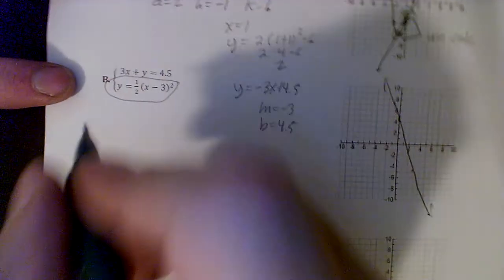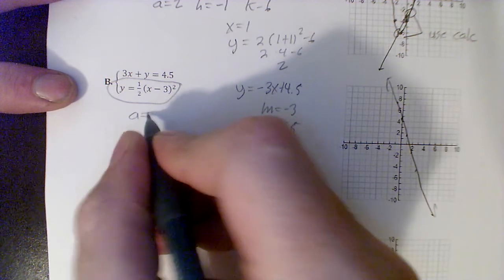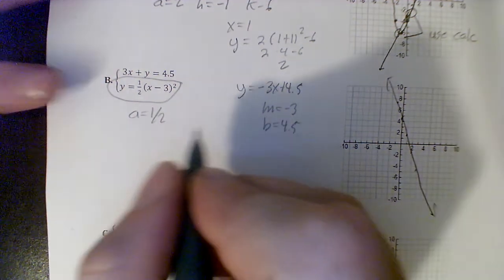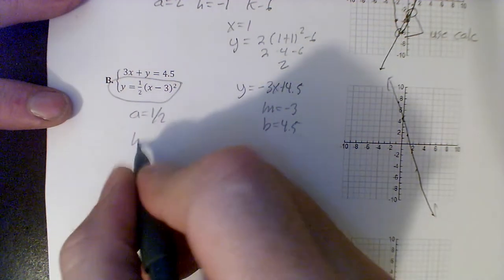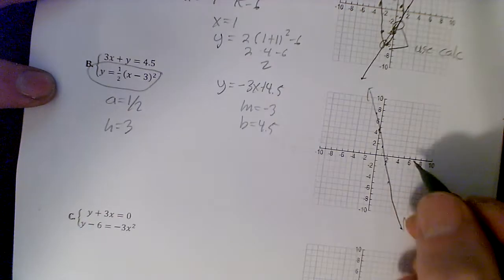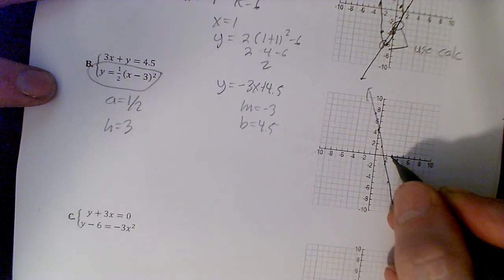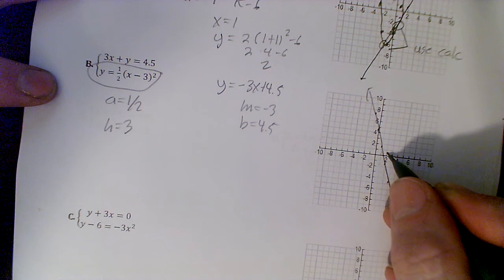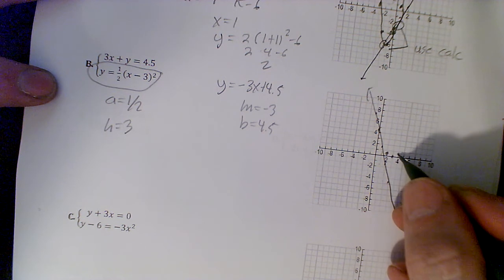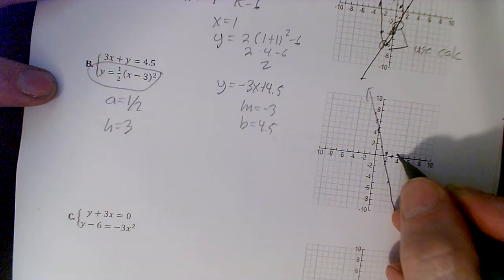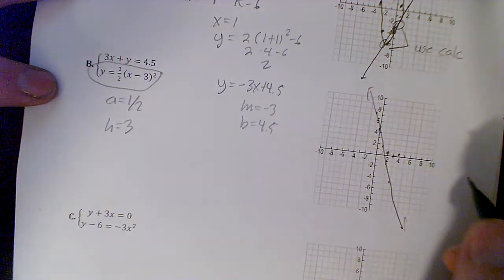And if I graph this other one, this other one has an a value of 1/2, so we've got a vertical compression, and an h value of 3. We move right 3. So I start here, and the first time I go up 1/2 and over 1. So I'm going to go right there and there. I could probably plug in 0 really easily.